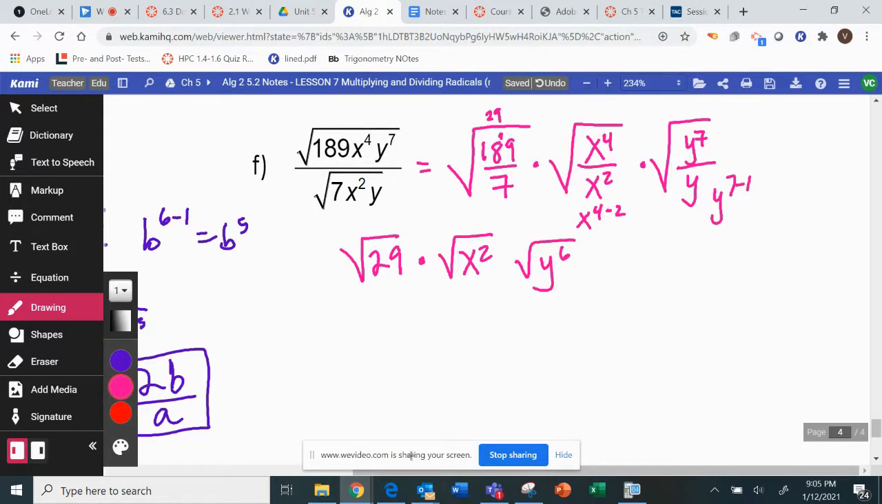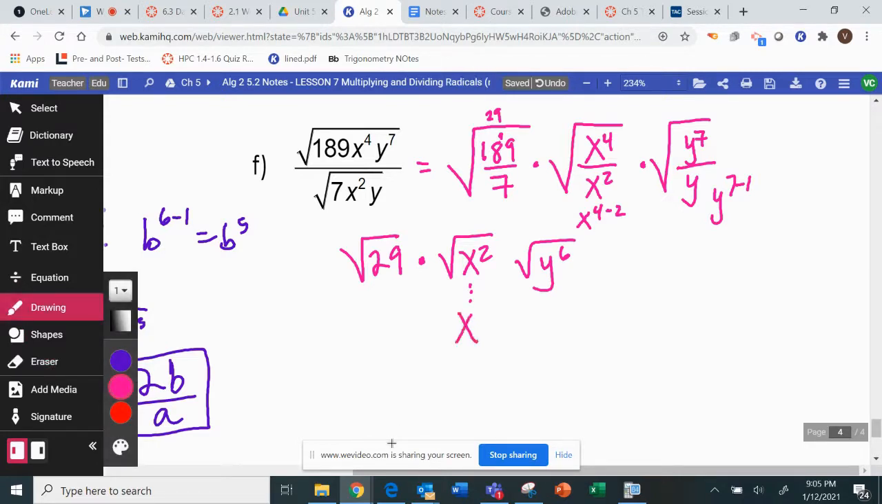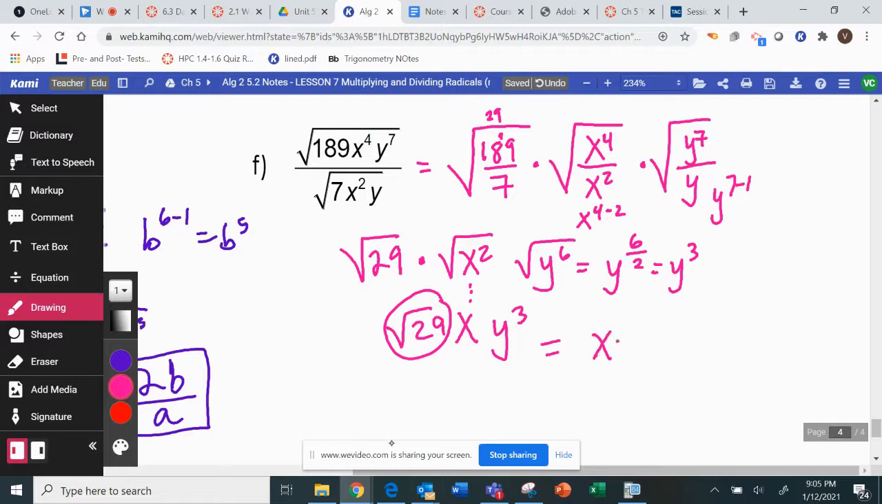Okay, square root of 27, I can't do anything with. Did I do it right? It's really 27, huh? Okay. Square root of x squared is x. And then this one here, maybe I'm going to write this in rational exponent form. Y to the 6th power over 2 root equals y to the 3rd. We do not leave the square root in front. We put it at the end. So I have x, y to the 3rd, square root.